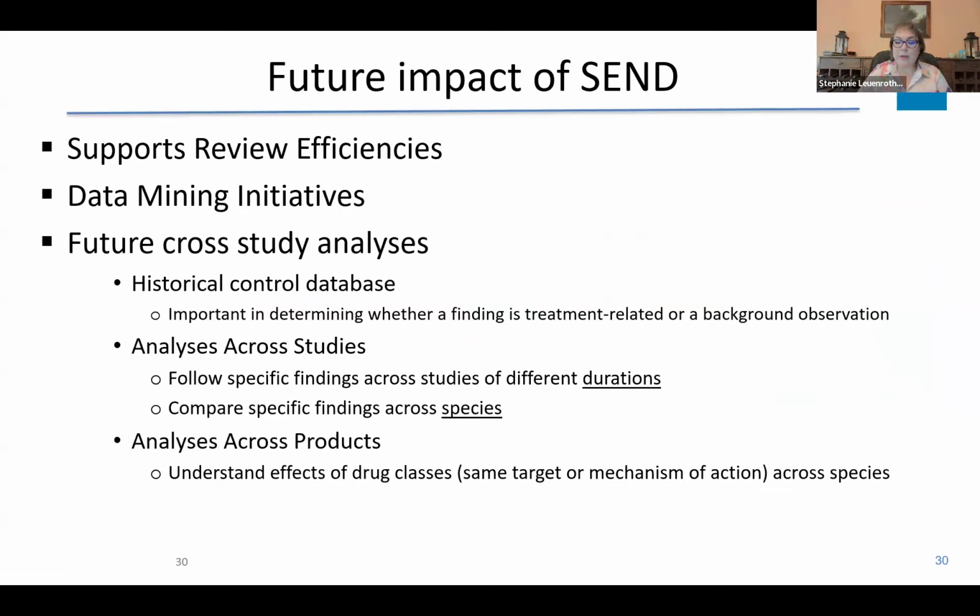And then just also thinking about the future impact of SEND within the agency and I hope across industry as well for those that are creating these SEND data sets. There's a lot that can be done when you have a database of SEND data sets. So first and foremost, the acute use is that it supports review efficiencies. It allows our reviewers to look at the data, interact with the data, pull out individual animal data, look across studies, look across species to try to see what's going on with toxicity profiles.